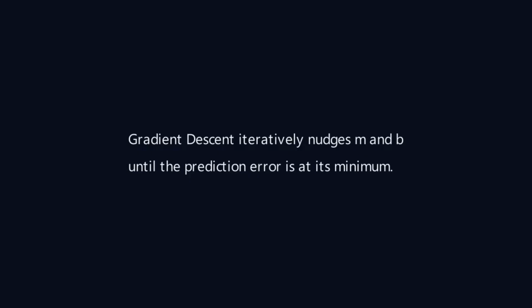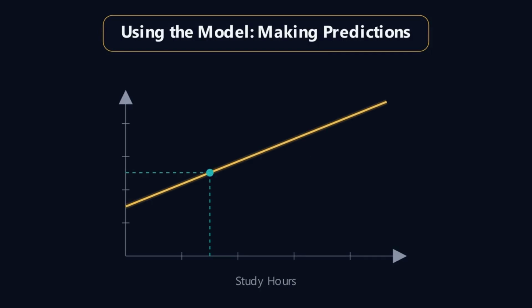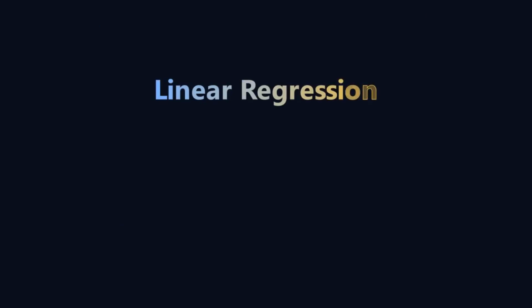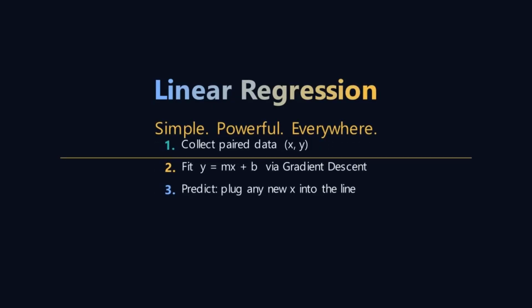And now we have a working model. Want to predict a score for a student who studied 3 hours? Plug in x equals 3. The model gives about 50. 7 hours? Score of around 78. All you need to do is plug any x into y equals 6.8x plus 29.9, and you get an instant, data-driven prediction. Linear regression. Simple, powerful, everywhere.